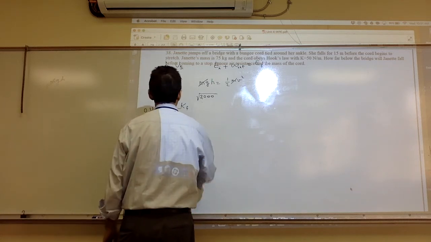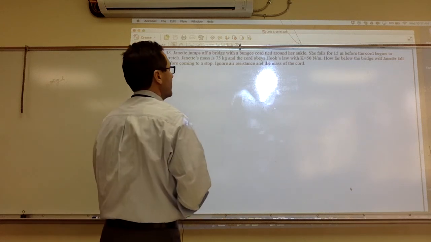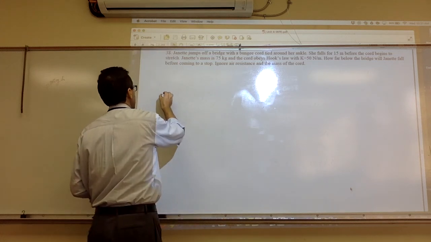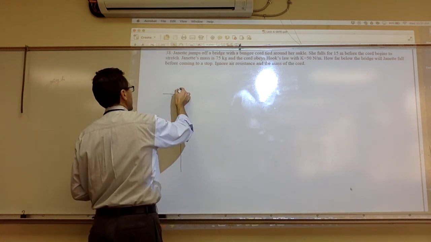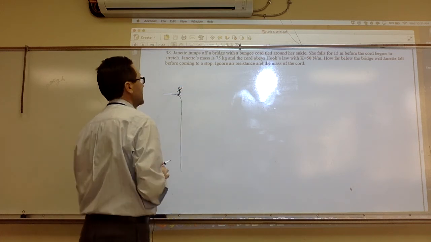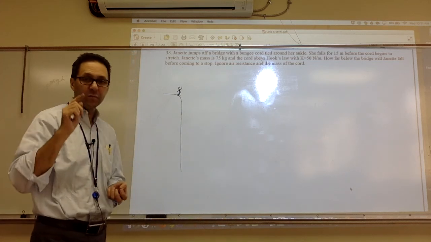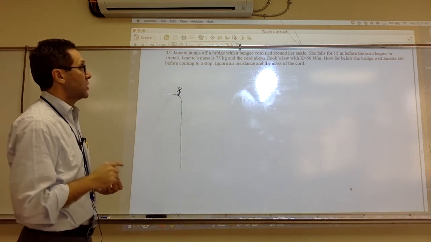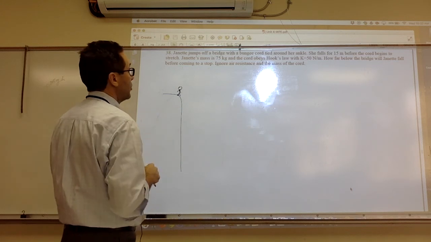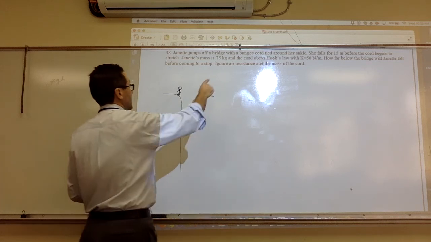Okay. All right, number 38. Janet jumps off a bridge with a bungee cord tied around her ankle. So here's the bridge. She's standing here. Something is tied to her ankle. She falls for 15 meters before the cord begins to stretch. So in other words, for those 15 meters, there is no elastic potential energy. So we're going to treat this cord as a spring. It follows Hooke's law, right? And it says that in here.